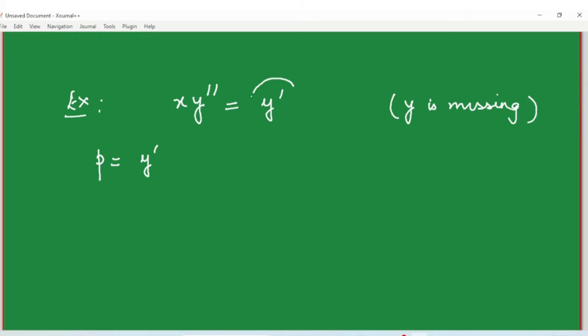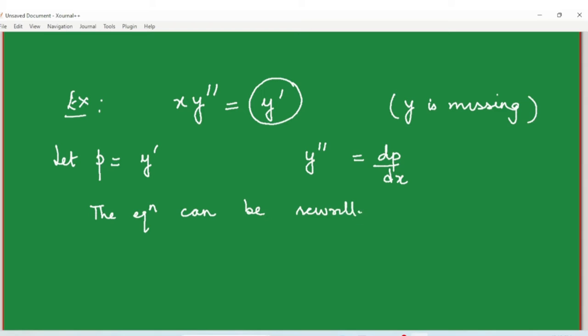If y dash is denoted by p, then obviously y double dash, which happens to be the derivative of y dash with respect to x, will be dp by dx. If p is the notation used for y dash, then y double dash is going to be dp by dx. And substituting this in the given differential equation, the equation can be rewritten in terms of p as x, for y double dash we have dp by dx now, and for y dash we have p.